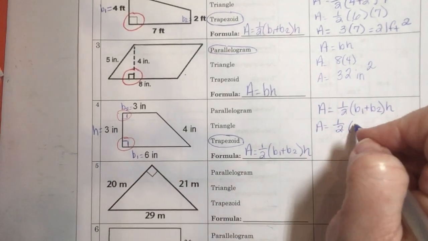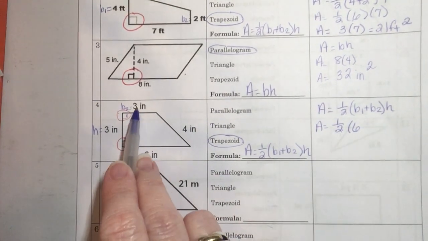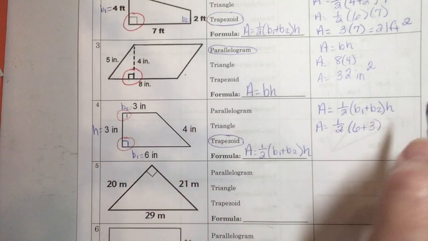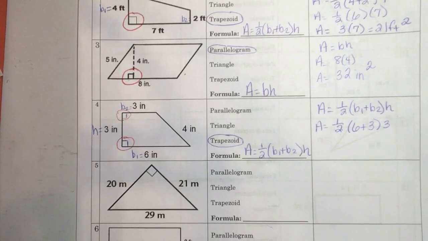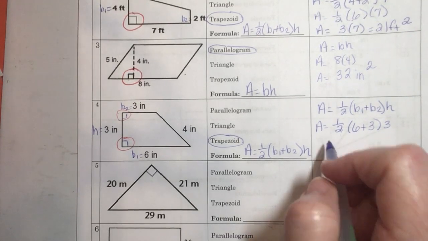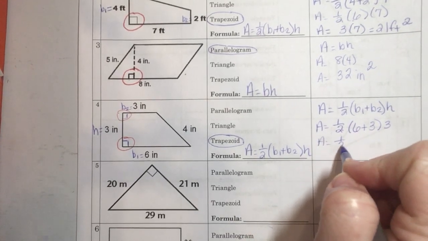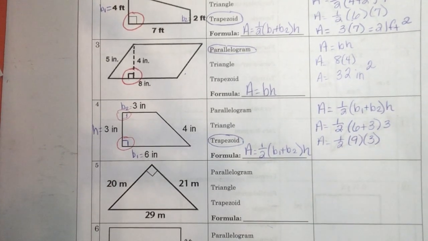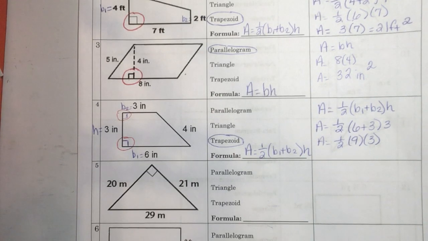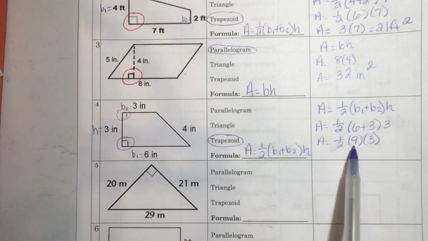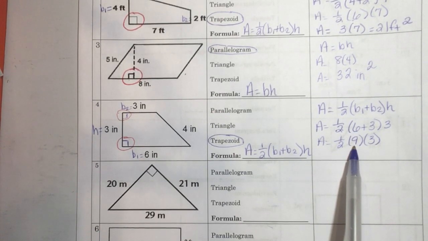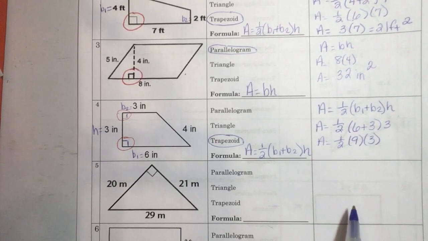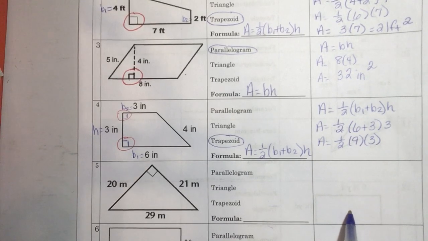So I'm going to say 6. It's base 1. Base 2 is 3, so 6 plus 3. And then my height is 3. So I'm going to say 1/2 times 9 times 3. So I look at this and I say, okay, 1/2 of 9, I don't know what that is off the top of my head. 1/2 of 3, yeah, I don't know what that is off the top of my head.